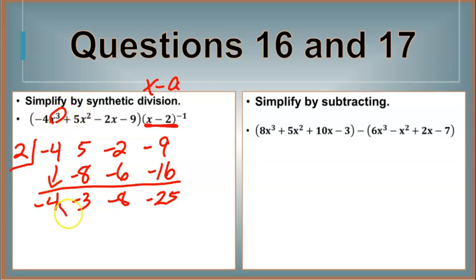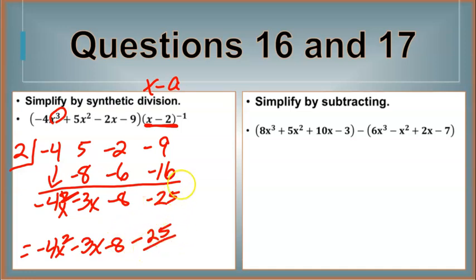So this would be negative 4x squared minus 3x minus 8. So I'm going to write this down. So this would be a negative 4x squared minus 3x minus 8. And our remainder is a negative 25 all over x minus 2.